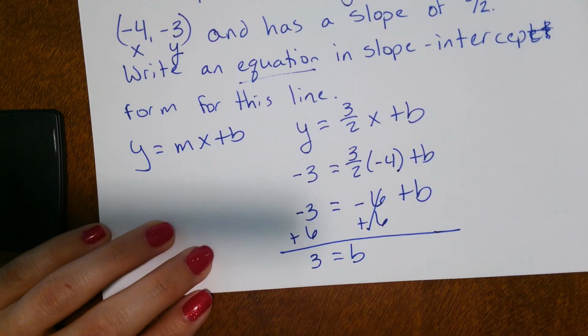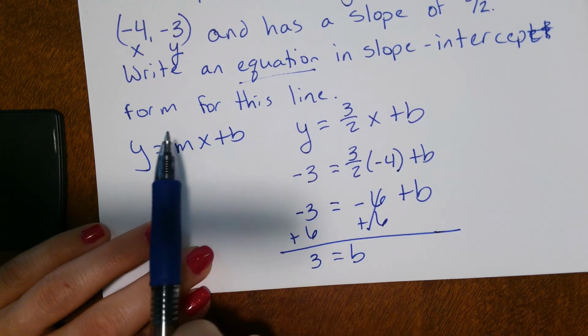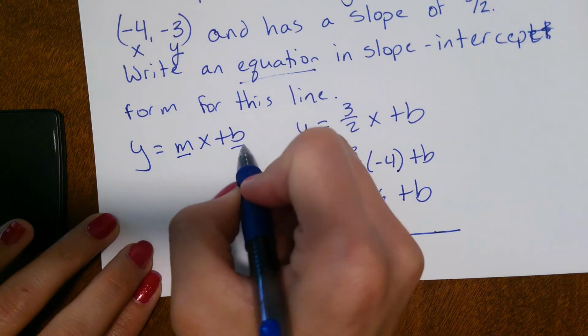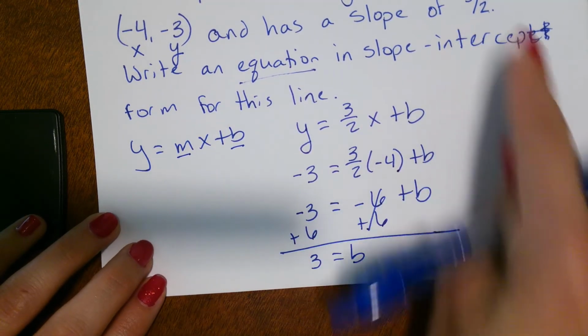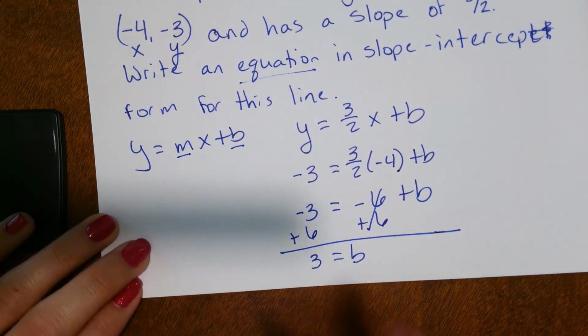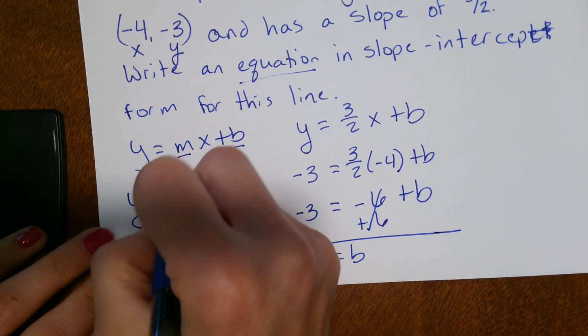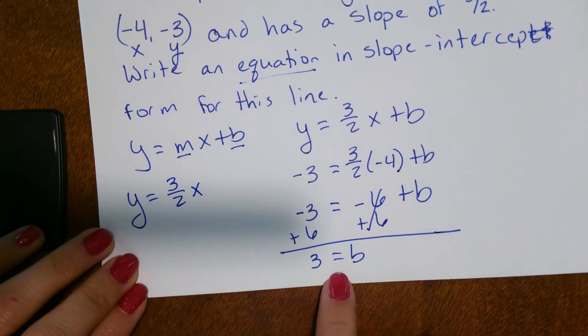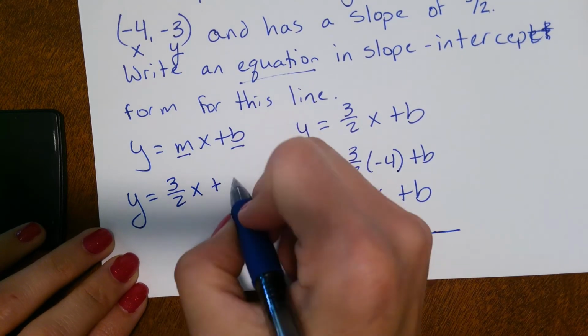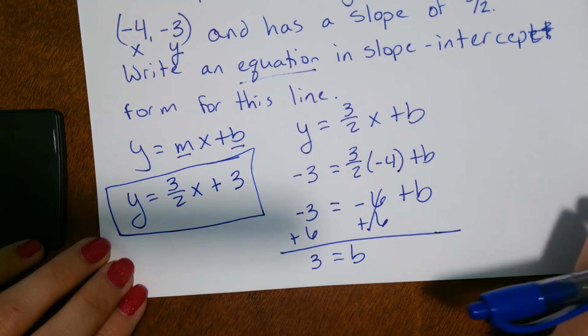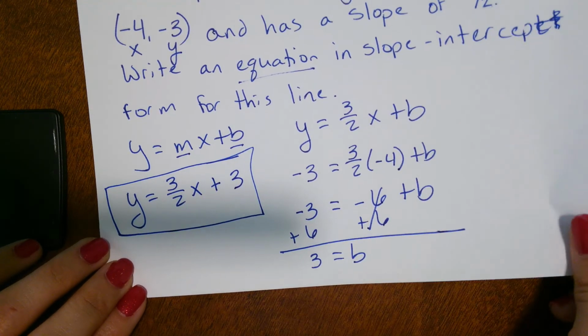So to write the equation, or an equation, of this line in slope-intercept form, again, I need slope and I need the y-intercept. I was given the slope, I found the y-intercept, so I'm just going to plug them in. I have y equals the slope, which is 3 over 2x, plus my y-intercept, which is 3. There we go. Equation of the line in slope-intercept form.